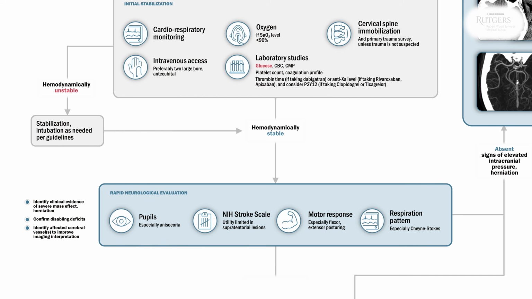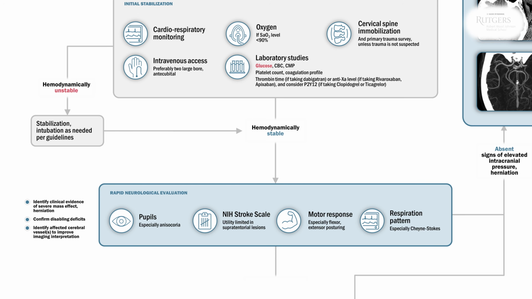NIH stroke scale. This scale is weighted heavily towards significant supratentorial lesions. When a posterior fossa lesion is suspected, an NIH stroke scale may not be enough. You will need additional exam maneuvers for ataxia and deficits of ocular motility, gait, skew, nystagmus.